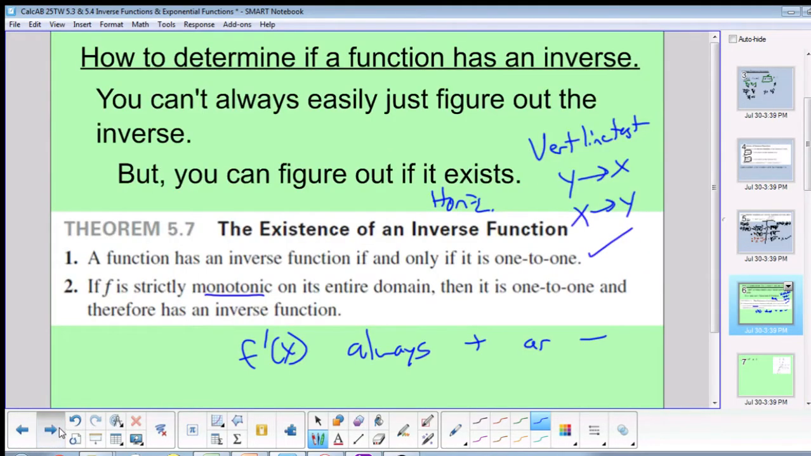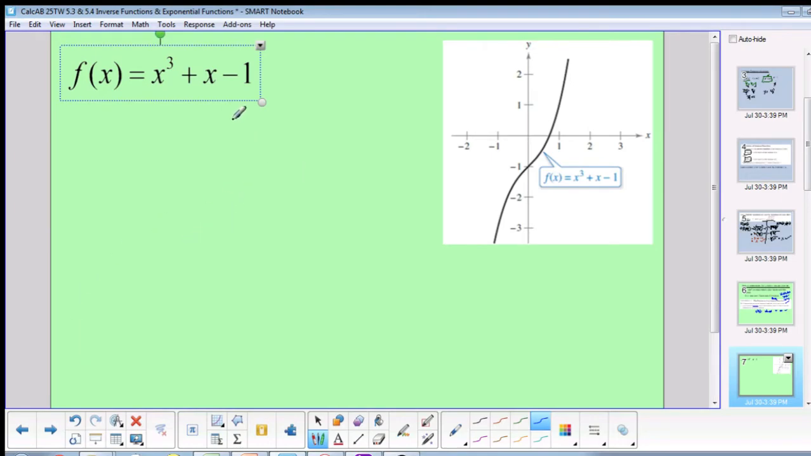I want to prove that an inverse exists, because sometimes we don't just want to find the inverse. Like, I don't want to find the inverse of this. This is actually really hard. I don't know if you can. But I just want to prove that an inverse exists. So here's a graph of that function. It looks like a cubic function here.